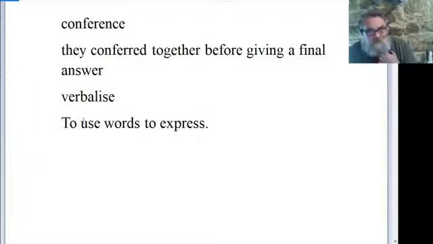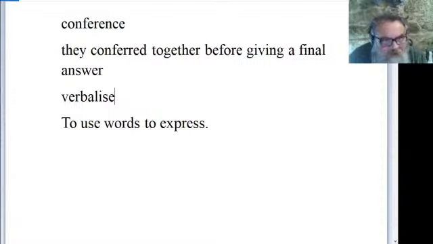It's true. You're writing really well. And any tiny mistakes you're making, you're actually correcting them as well. You're the one that's done the work. So to verbalize, to use words to express.